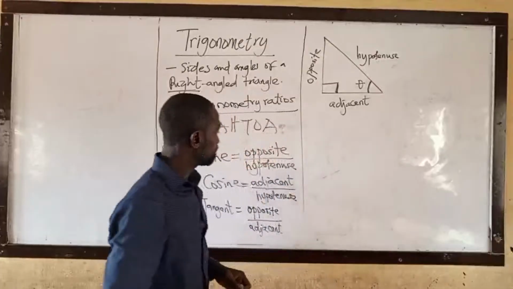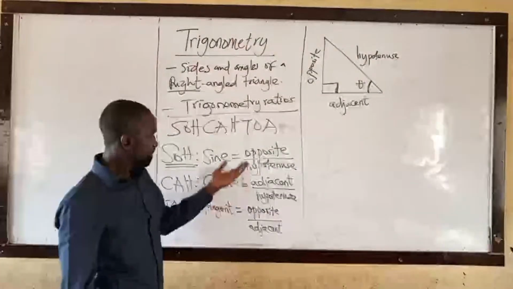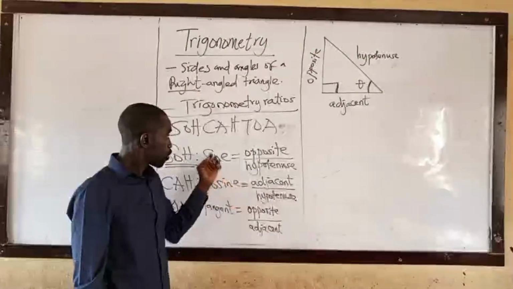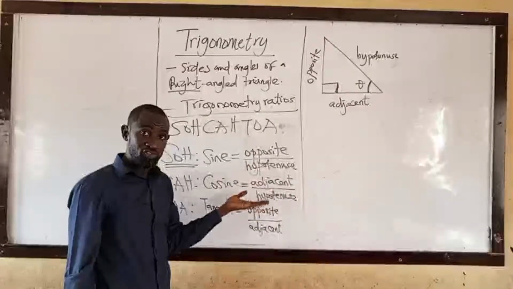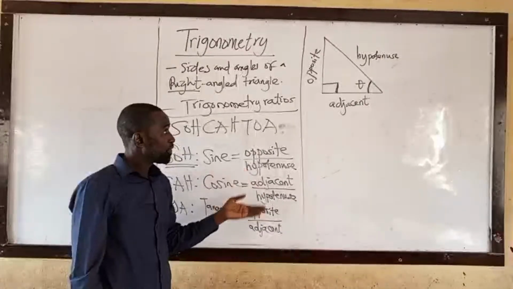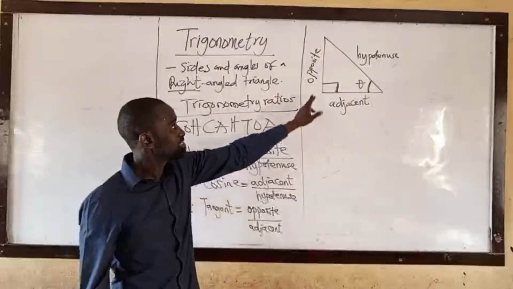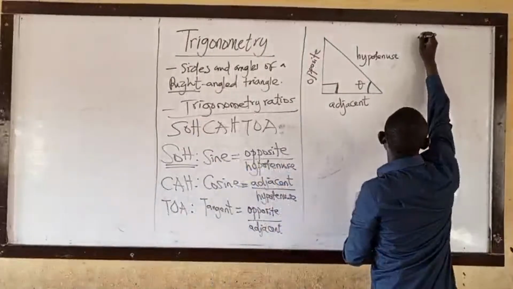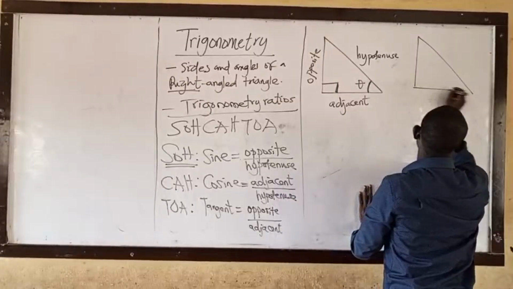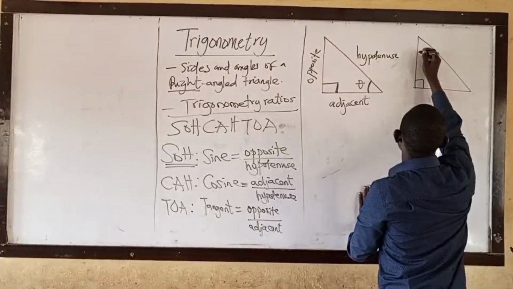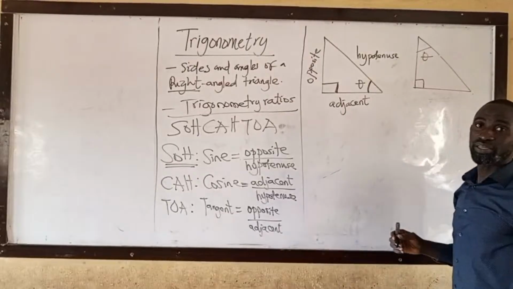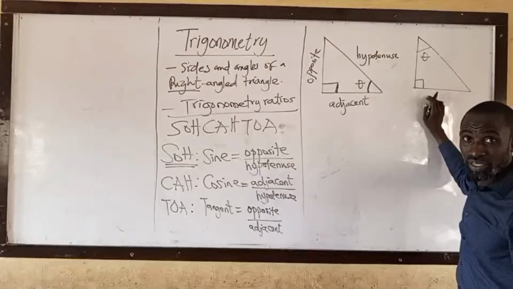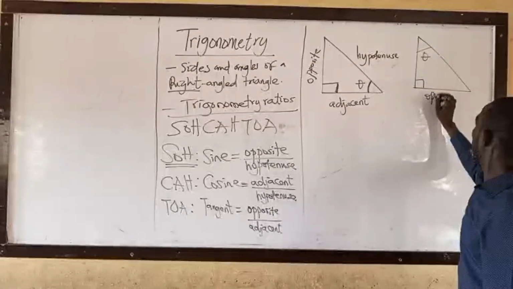Please take notes. Is it clear? Because this is just a ratio between sides of a right angle triangle. So if the angle is here, this will be the opposite. Now look at this diagram. If the angle is now here, this will be the opposite. The side facing the given angle is the opposite.